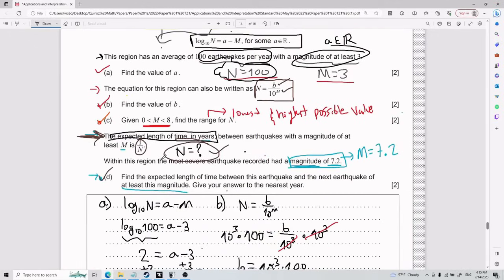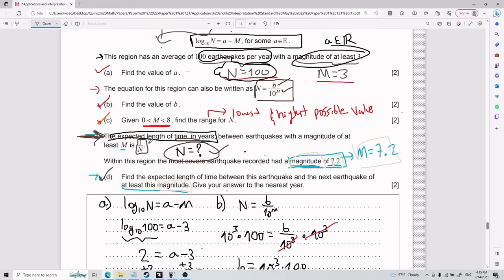I think the hardest part for part D is being very organized on the fact that you're trying to find 1 over n. See? This exercise spits a lot of information at you, and there's certain things you can't lose track of. Okay? I know there's a lot of words when it says at least this magnitude, expected length of time, blah, blah, blah. Okay, go for the important stuff. See? You read magnitude, you highlight magnitude. Where else does magnitude show up? Here, magnitude 7.2. Boom, m is 7.2.